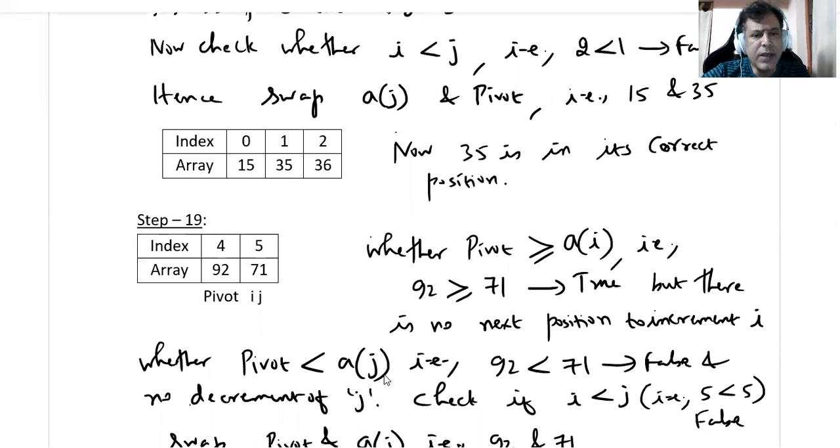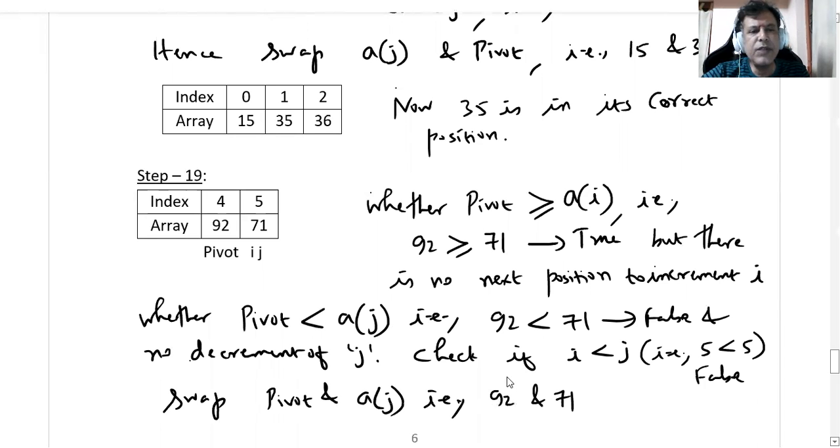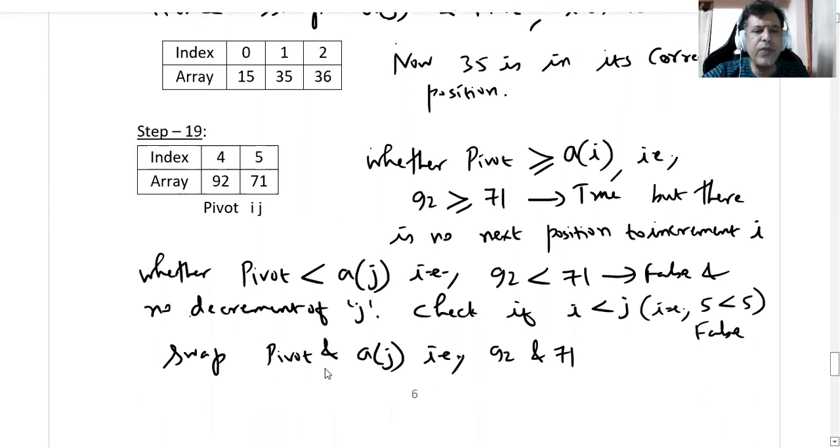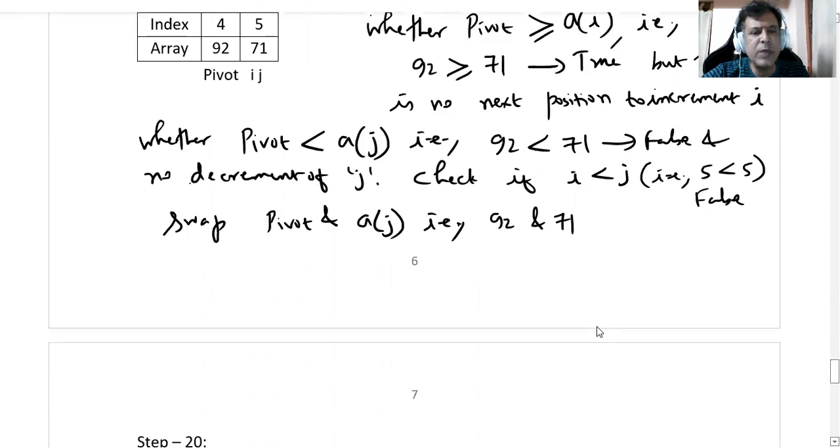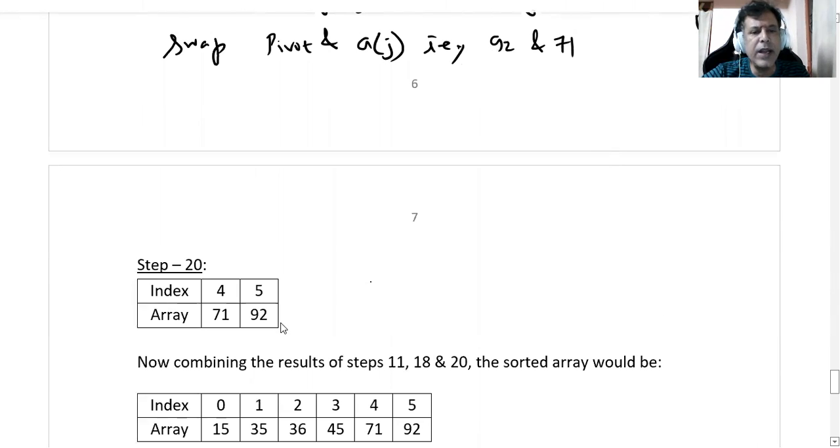Pivot is less than AJ, that means is 92 less than 71? It is false. So no decrement can be done for J. So check whether I is less than J. No, 5 is less than 5, no, it is false. So you have to swap pivot and AJ, means 92 and 71 have to be swapped, means it will become 71 and 92.